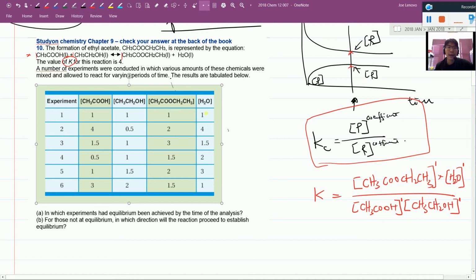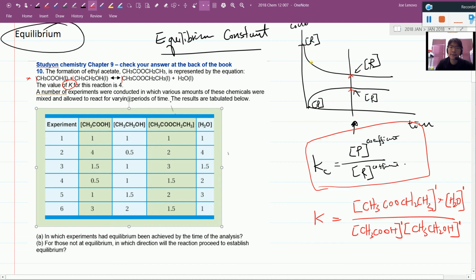Now, what do we want for this exercise? We've got 6 different individual experiments. You can look at these 6 experiments as being at different stages of approaching equilibrium. Some of the experiments may be right here, some may be right at the end, some would be closer and closer to the equilibrium, and some of them may go beyond.